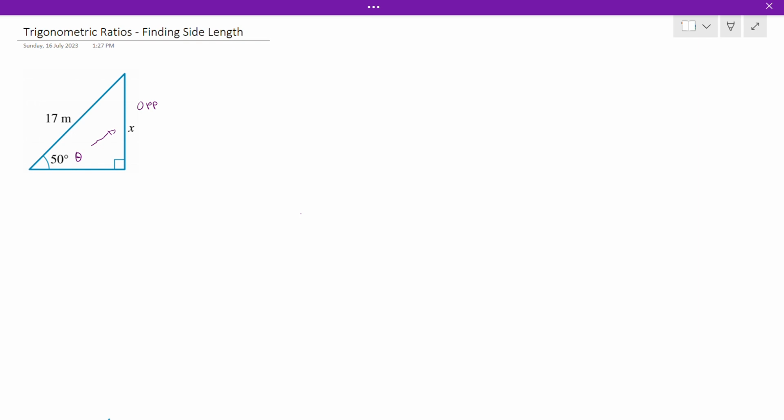We've also got 17 meters here, which is our hypotenuse, and we know it's our hypotenuse because 1, it's opposite the right angle, but 2, it's also the longest side of the triangle. So hopefully we remember our little acronyms of SOH CAH TOA.